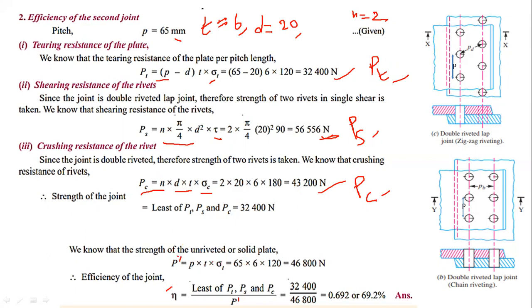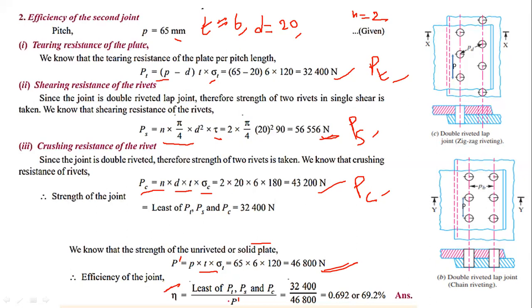P dash equal to the strength of the unriveted plate, or the strength of the solid plate. This is the formula for the solid plate: P into T into sigma T. Here P is the pitch and T is the thickness. Sigma T is the tensile stress for the plate material. So the value of the strength of the unriveted plate is 46,800.